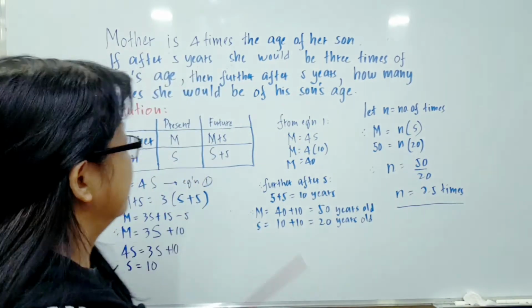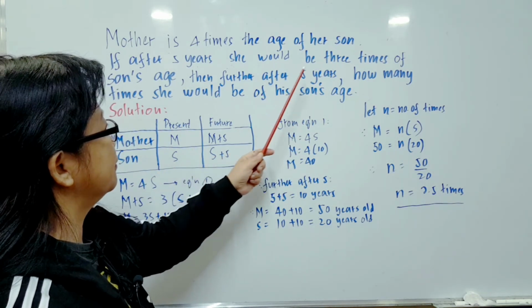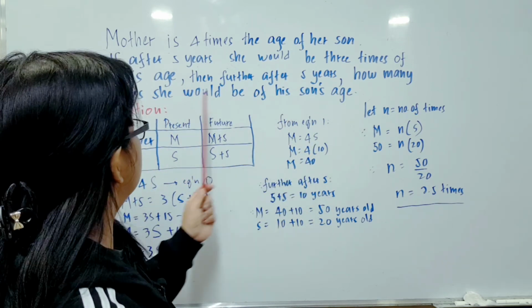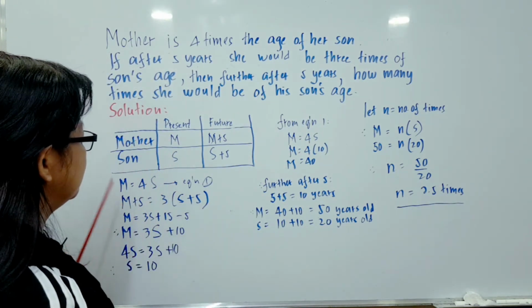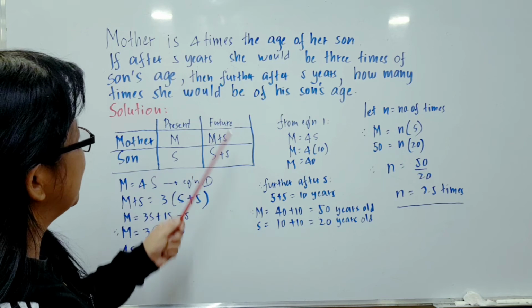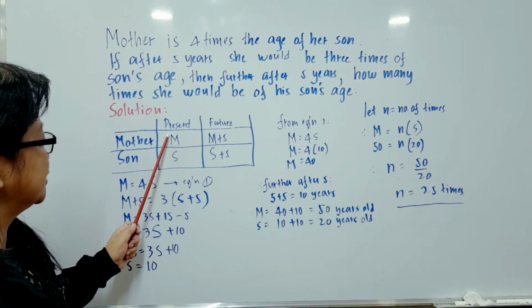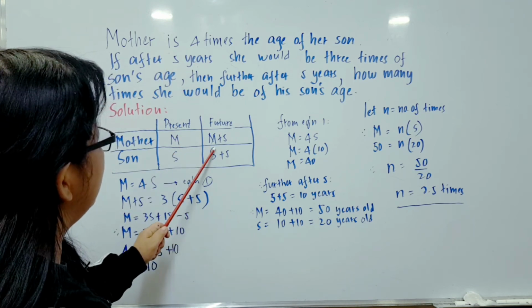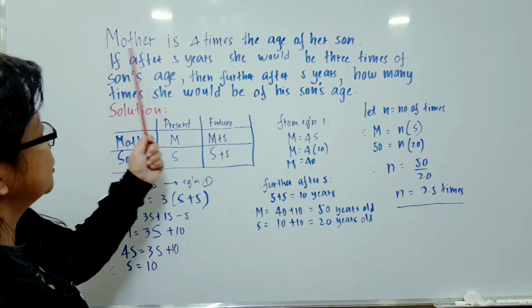Last problem. Mother is 4 times the age of her son. If after 5 years she would be 3 times of son's age, then further after 5 years, how many times she would be of his son's age? Now dito, sa solusyon ko, tinatabulit ko na naman dito ang present at saka future kasi walang involved dito na past. So mother and son, present age is M and son is S. I designate it as M and S. Then the future, of course, because it is after 5 years, so M plus 5 and the son is equal to S plus 5. So, I make the equation based on this one.